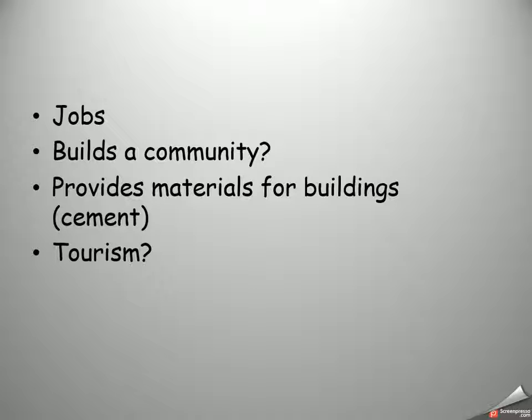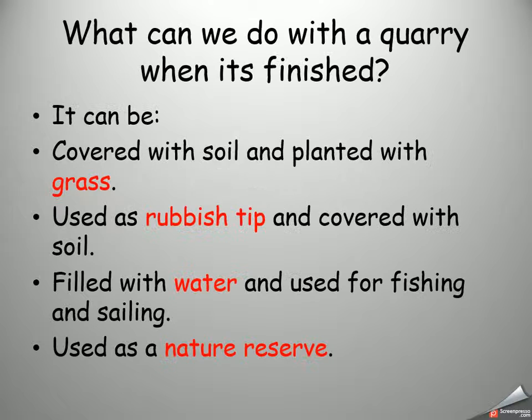Now, when we're finished with the quarry, when we've dug out all the rock that we're going to dig, and we don't want to dig anymore, what can you do with it when it's finished? We can cover it with soil and plant some grass, and then suddenly it just looks like a big hole that's supposed to be there, which might be quite nice. Or you can use it as a rubbish tip and then cover it with soil afterwards.